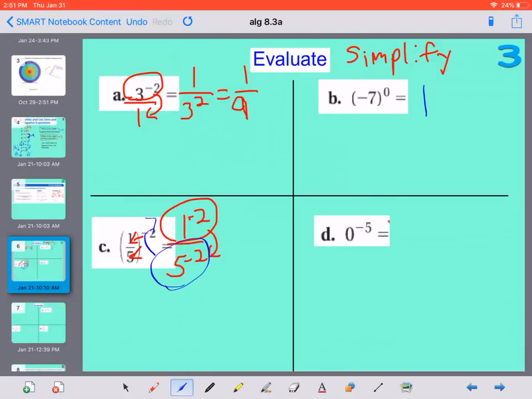So what we're going to have then is 5 squared over 1 squared. Now 5 squared is 5 times 5, which is 25. And 1 times 1, which is just 1. So our answer would then be 25.